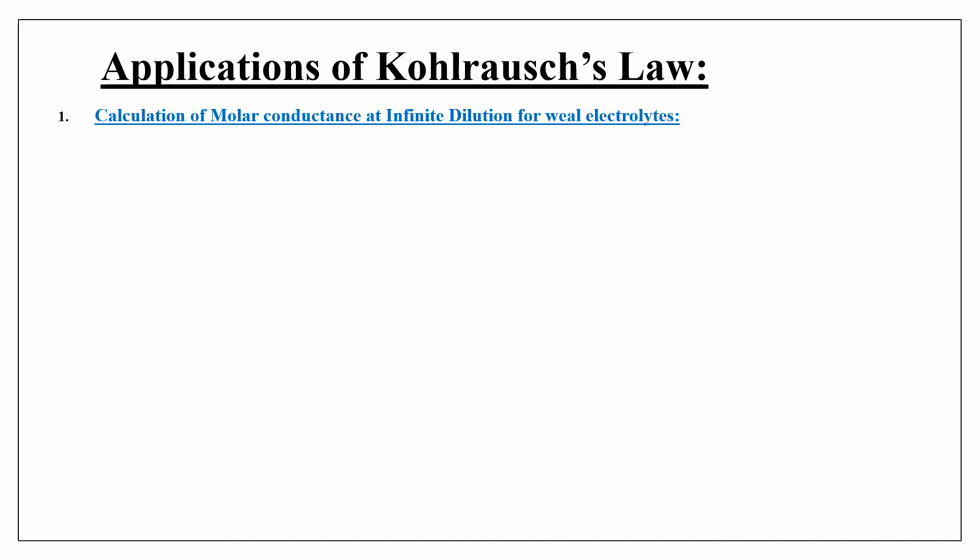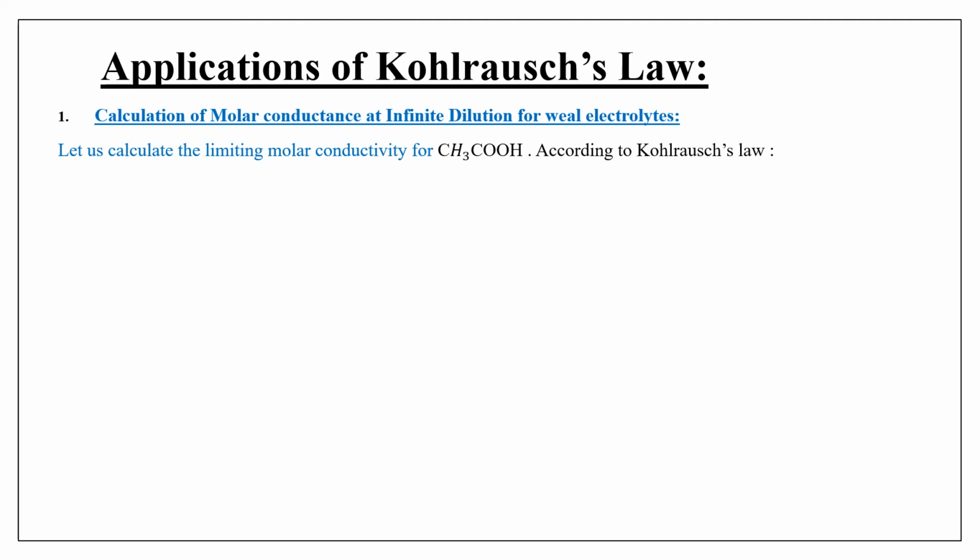Applications are also there for Kohlrausch law. The first application is the calculation of molar conductance at infinite dilution for weak electrolytes. This law is used to calculate the molar conductance at infinite dilution for weak electrolytes. Let us calculate the limiting molar conductivity for the weak electrolyte acetic acid, CH3COOH. According to Kohlrausch law, the molar conductivity of acetic acid will be equal to the sum of molar conductivities at infinite dilution of the individual ions: the molar conductivity of the acetate ion at infinite dilution plus the molar conductivity of the hydrogen ion at infinite dilution.